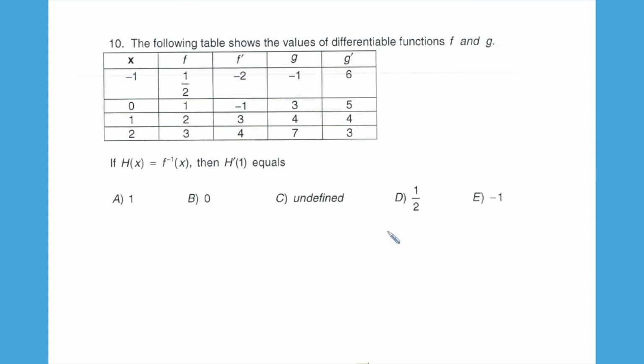All right, this is cool. This is a table problem. This is number 10, so if you'll find that one for me. In this problem, they tell you that h of x is the inverse of f. So you have f of x is the original, and h of x is the inverse.